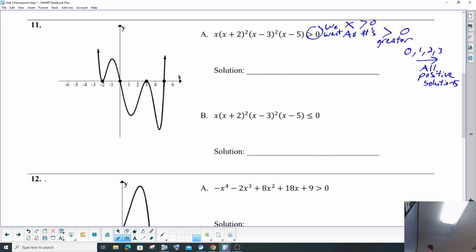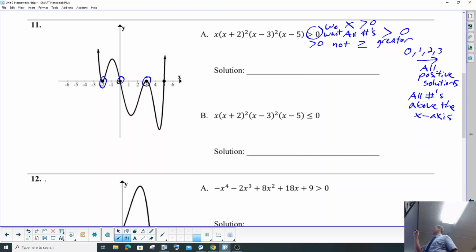And so that means all numbers above the x-axis, right? First we look and see if it's equal to, because that's open hole, close hole, right? This one is greater than 0, so not equal to. That means these ones are open hole, open hole, open hole, so we cannot include those numbers.